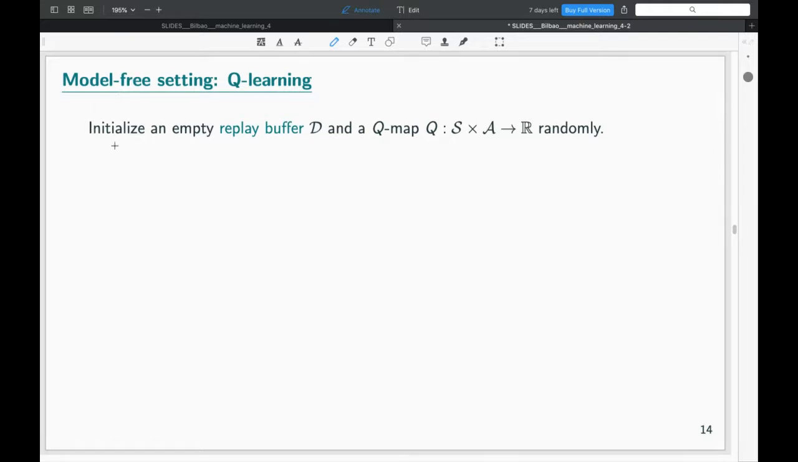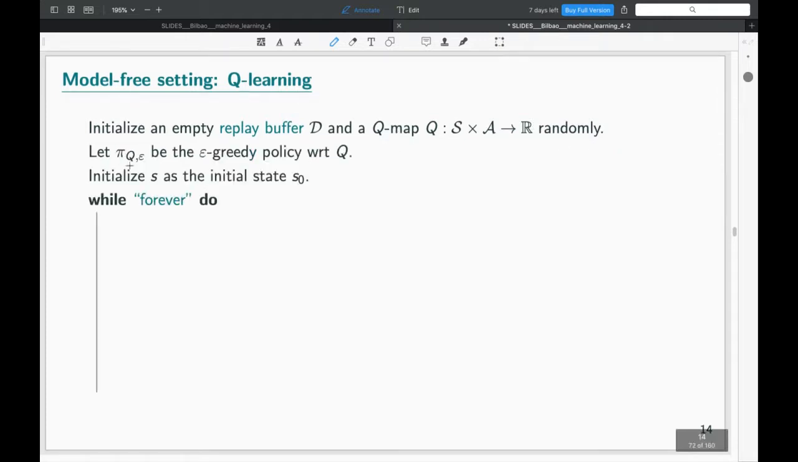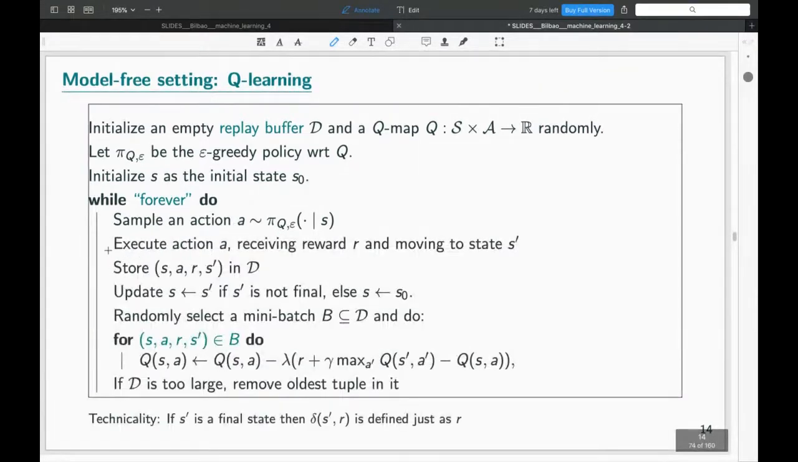So how does Q-learning work? You initialize an empty replay buffer T and a Q map Q as usual. The Q map is initialized randomly. And you let π_Q epsilon be the epsilon greedy policy with respect to Q, and you let S be the initial state S0 of the environment. And then, until you are satisfied or forever, you do the following. You sample an action using your epsilon greedy policy.